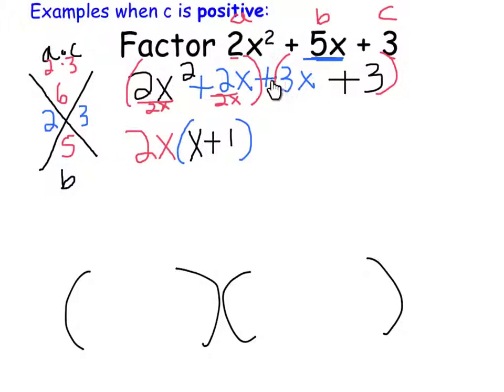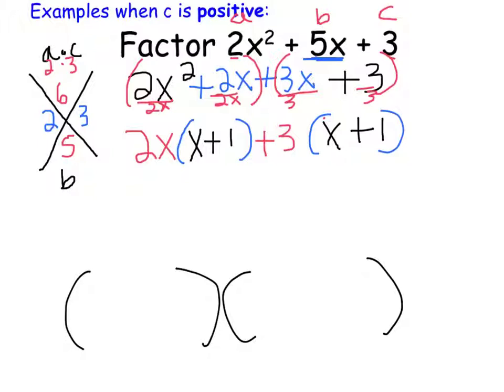Let's factor this side. I'm going to bring my plus sign down. And then I'll say, what can I divide 3x and 3 by? I can divide them both by 3. So I'm going to put a 3 here, and then a parentheses. I have to divide this by 3 and this by 3. So 3x divided by 3 is just x, and 3 divided by 3 is just 1. Hey, look at that, they match.